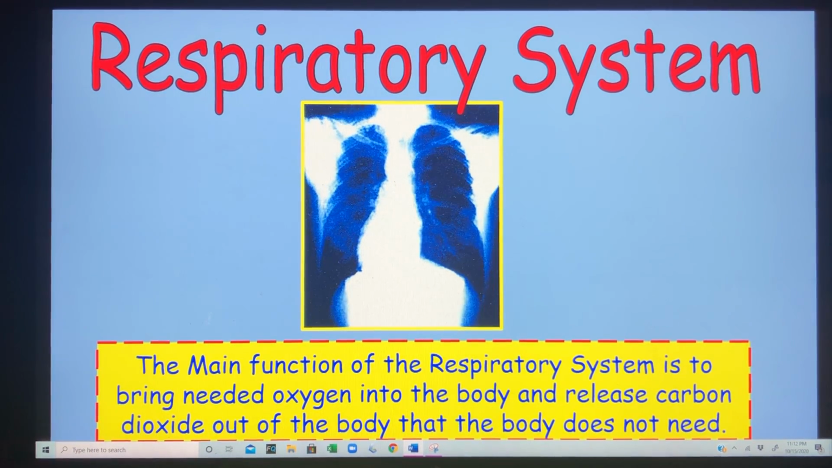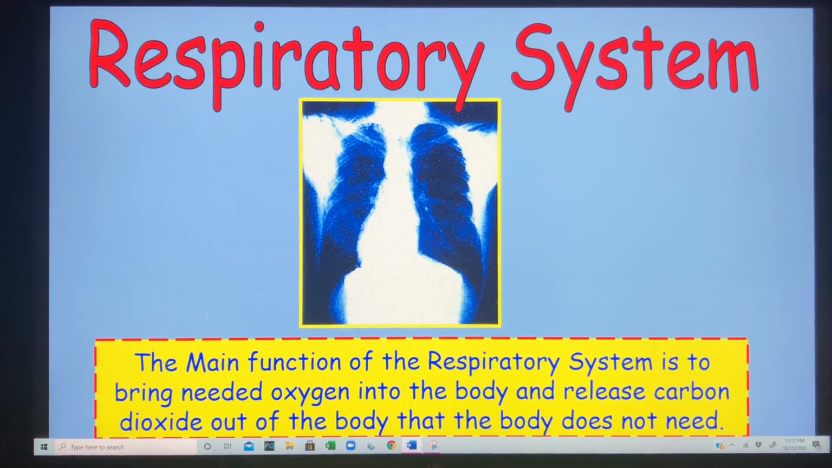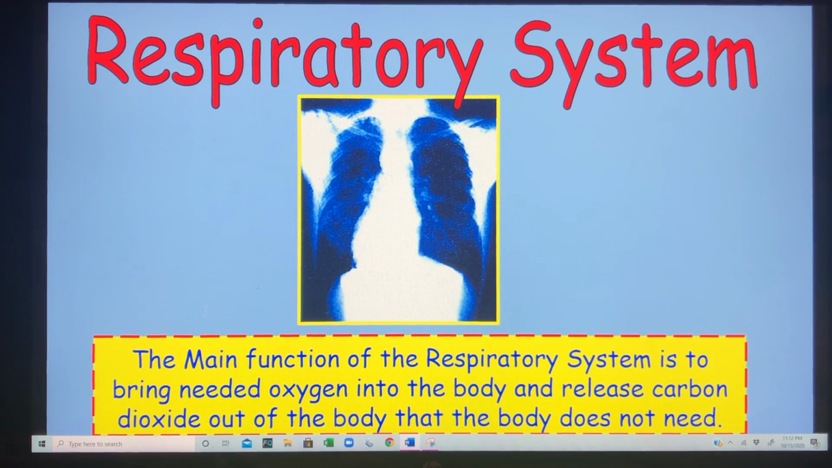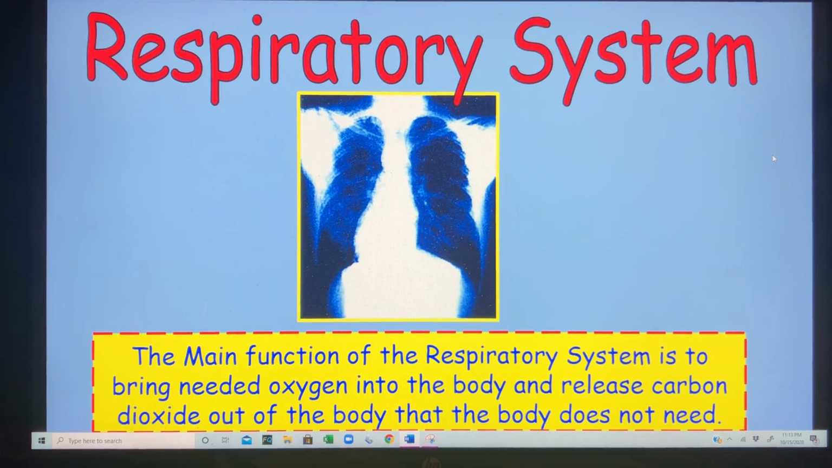The respiratory system's main function is to bring needed oxygen into the body and release carbon dioxide out of the body that the body does not need.